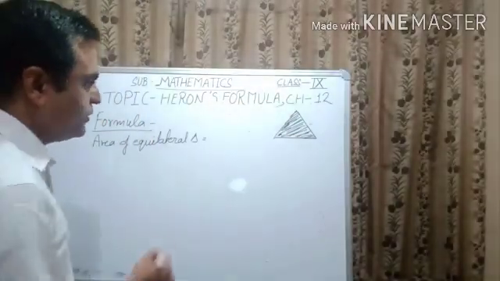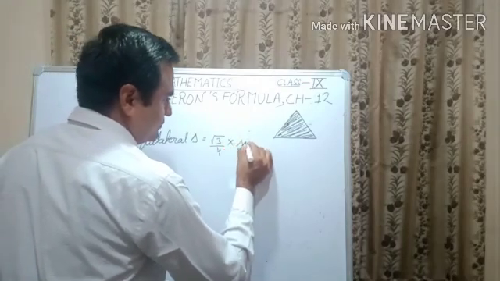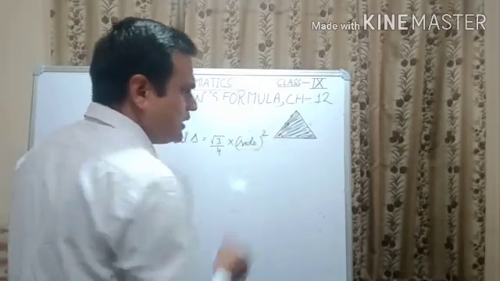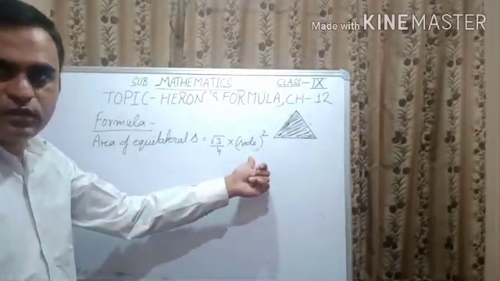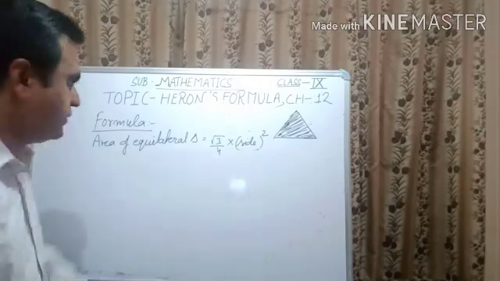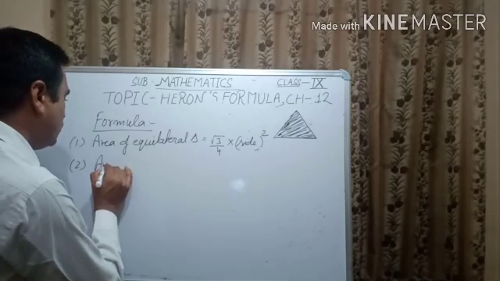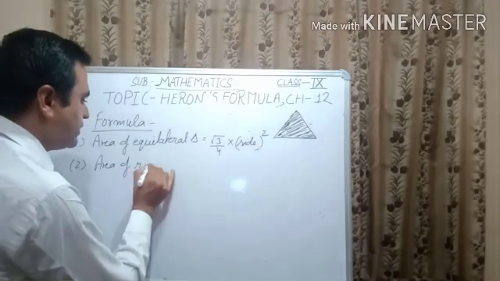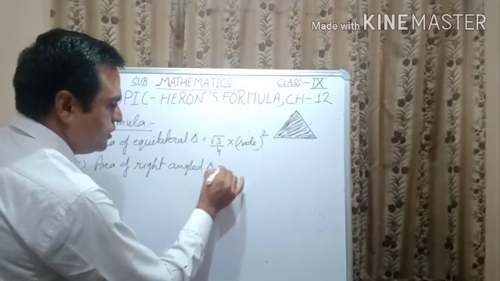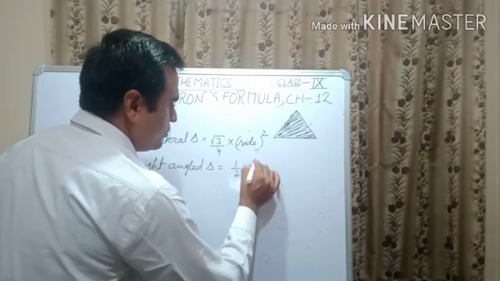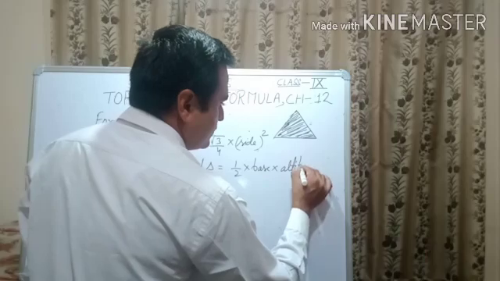Now area of equilateral triangle equals root 3 upon 4 multiplied by side square. In equilateral triangle all sides are equal to each other, then we put side as our suitability. Second is area of right angle triangle equals 1 upon 2 into base into altitude, or you may also write height.